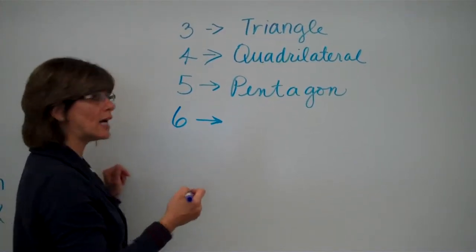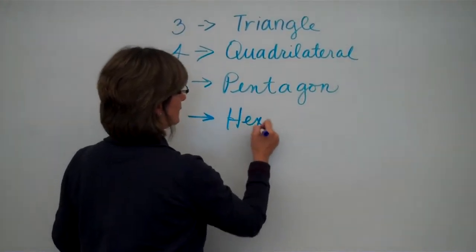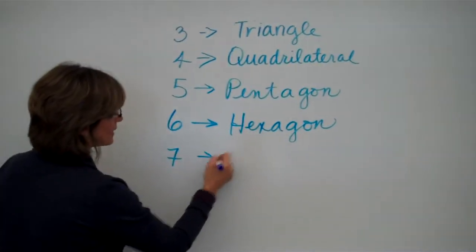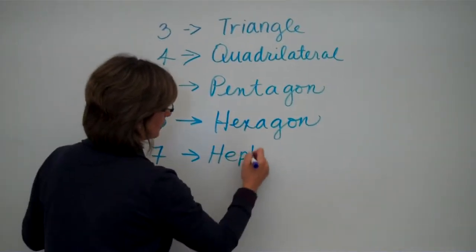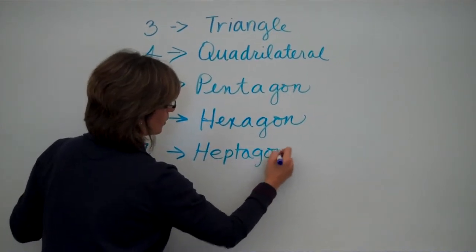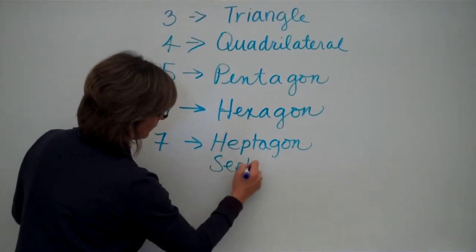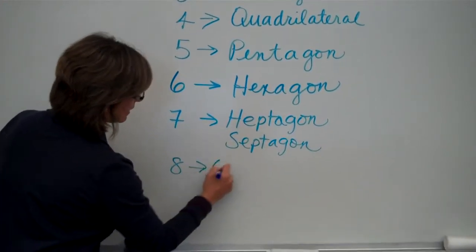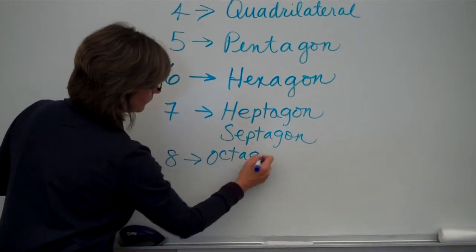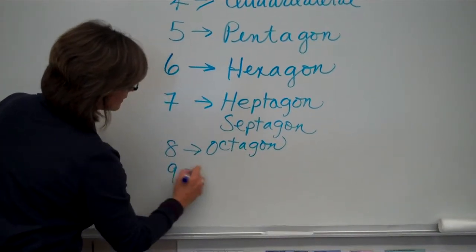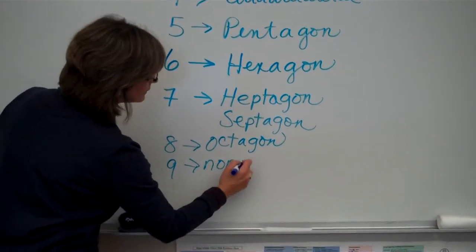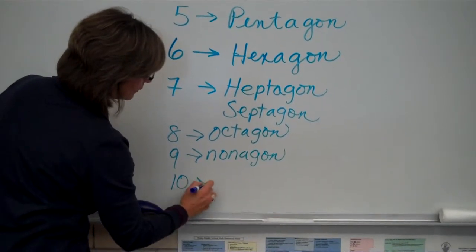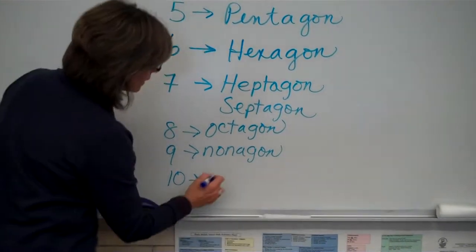A 6-sided figure or polygon is called a hexagon. 7-sided is a heptagon or septagon. You see it either way. 8-sided is an octagon. 9-sided is a nonagon. And a 10-sided figure, I have to remember it, is a decagon.